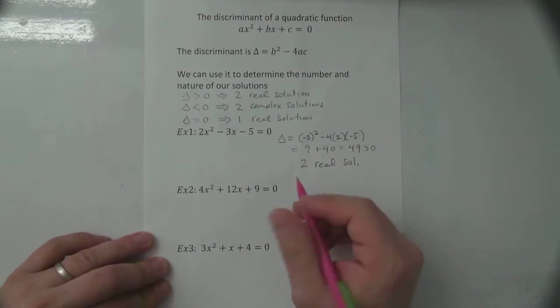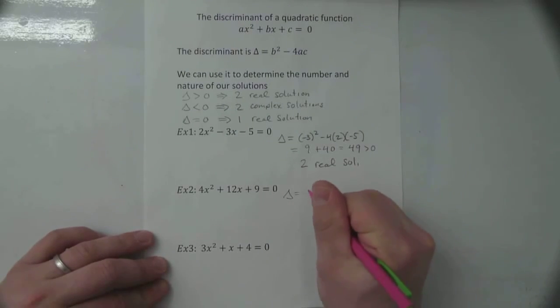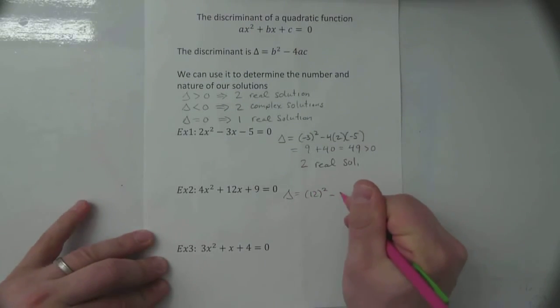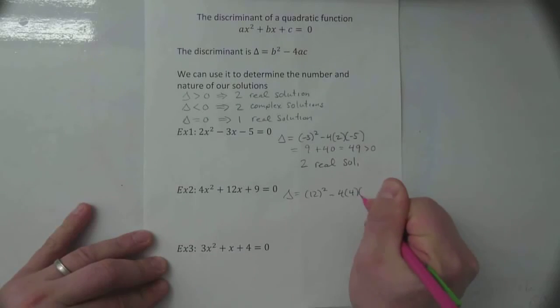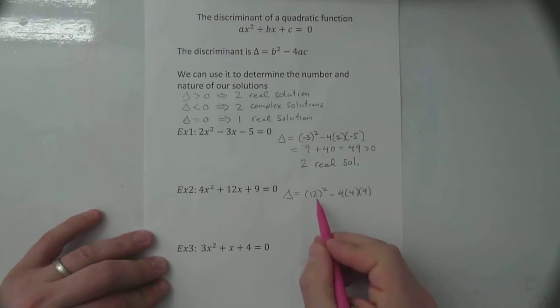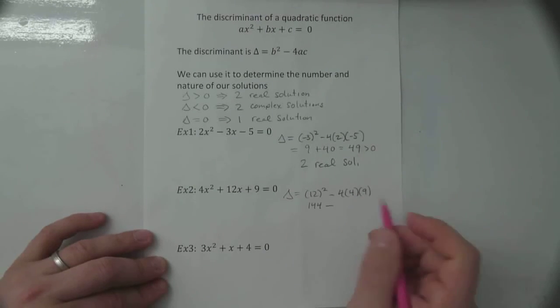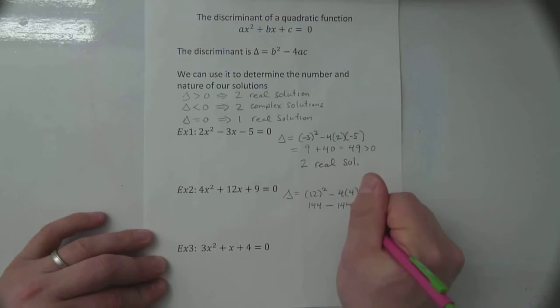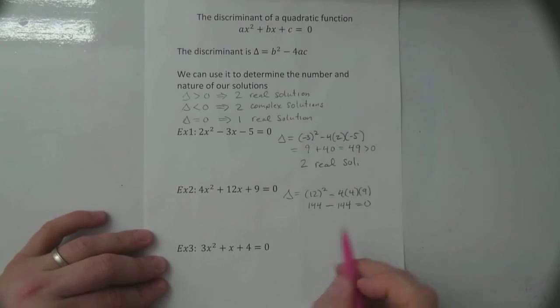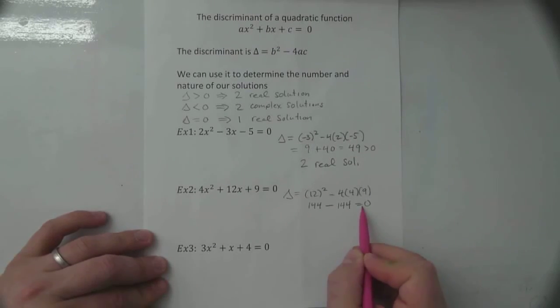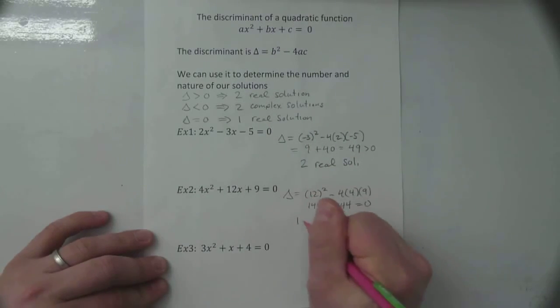Example 2, our delta will equal 12 squared minus 4 times 9. Well, 12 squared is 144. I'm going to subtract 4 times 9, which is also 144, which is 0. And since our discriminant is equal to 0, we'll have 1 real solution.